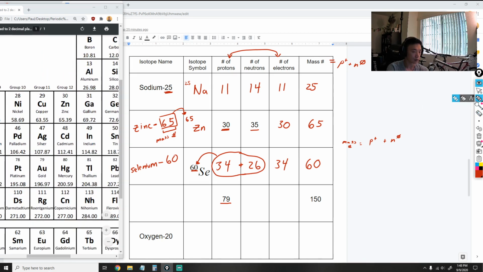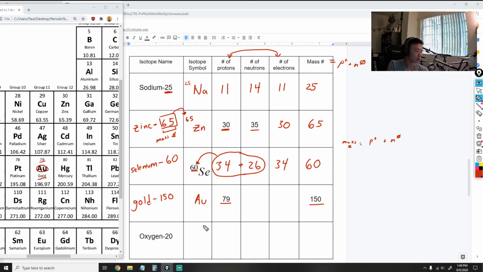Okay, probably one of my favorite elements. 79 is gold. So we're going to write the name gold. But we need to write the mass number, and it gives us the mass number, which is 150. So it'll be gold dash 150. For the symbol, it looks like the symbol for gold is Au. So we're going to write Au. And then, remember, the mass number goes on the top left. So 150 Au. We said that protons and electrons are going to be the same because they're neutral. So we'll write 79 because these two will be equal.